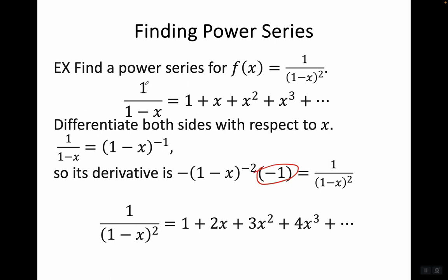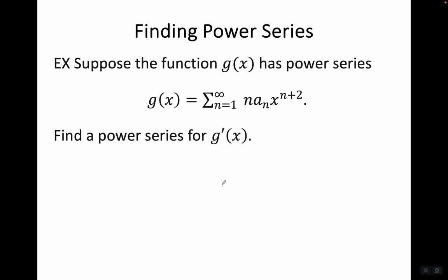So when you take the derivative of both sides, the derivative of this just turns out to be that. And the derivative of 1 plus x squared plus x cubed, etc., is just 1 plus 2x plus 3x squared plus 4x cubed, blah, blah, blah.